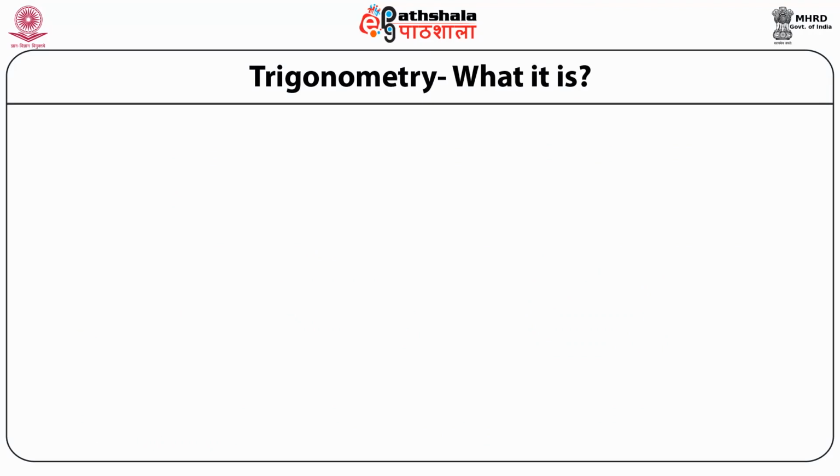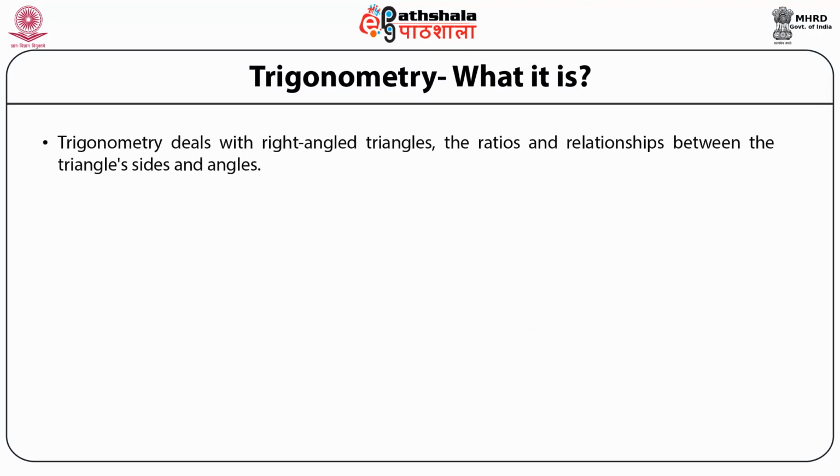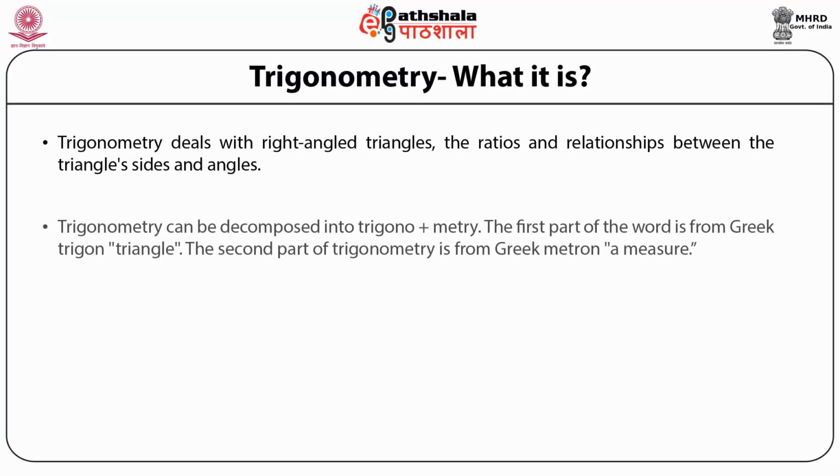Trigonometry, what it is. Trigonometry deals with right angle triangles, the ratio and relationship between the triangle sides and angles. Trigonometry can be decomposed into the words trigon and metry. The first part of the word is from Greek trigon, meaning triangle. The second part of trigonometry is from Greek metron, that means a measure.